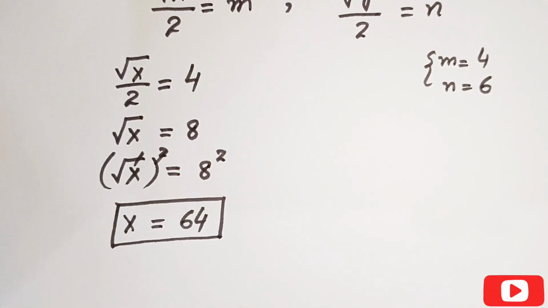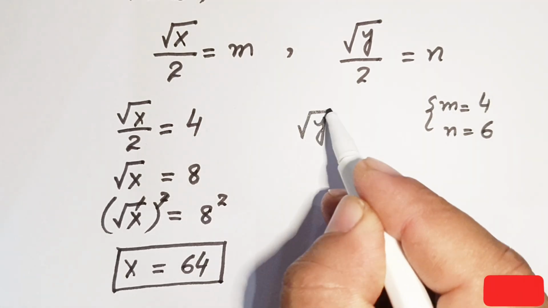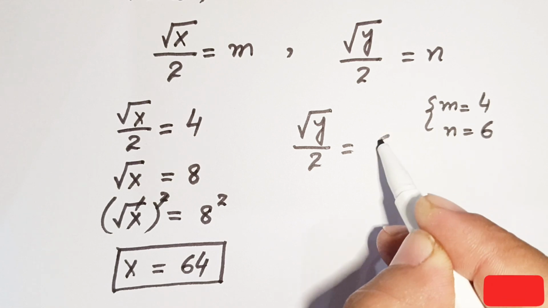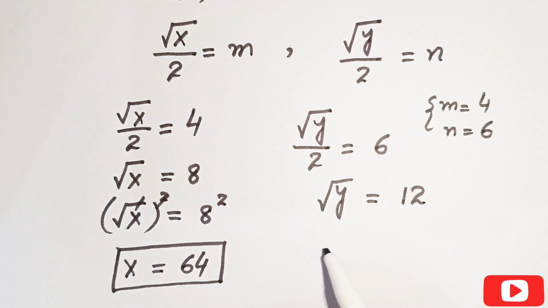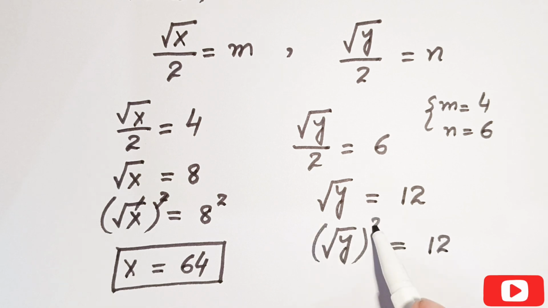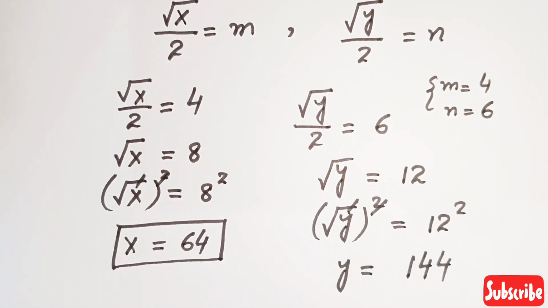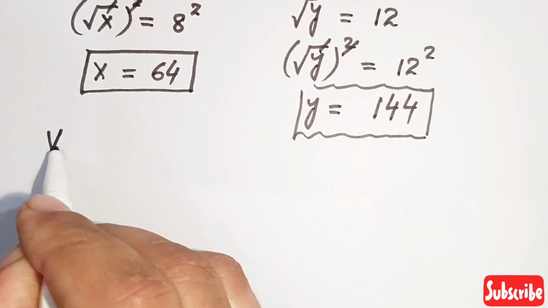Similarly, if we solve this one, square root of y over 2 is equal to n, which is 6. Now square root of y is equal to 2 times 6 is 12. Here square root of y is equal to 12, taking square on both sides, cancelling square with square root, we have value of y is equal to 144. So here we have value of y, which is 144, and value of x is 64. Now we are going to verify our result.